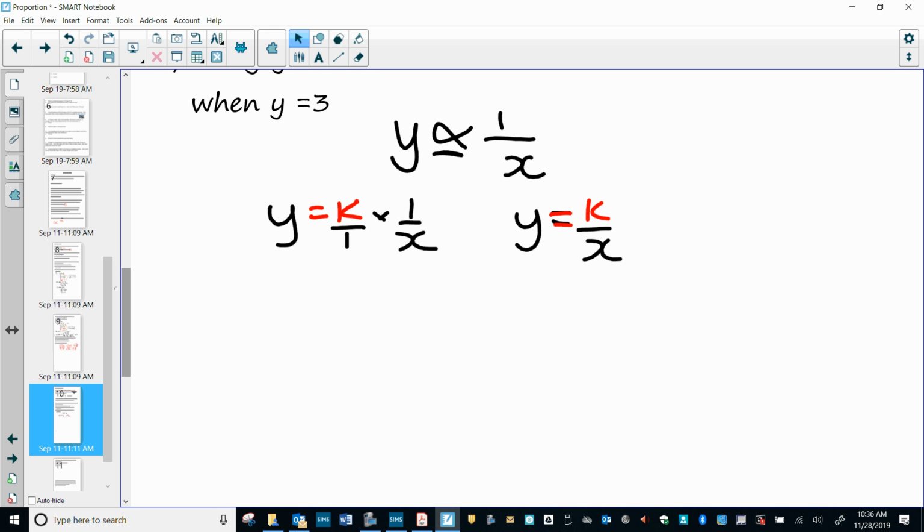We're then told 2 bits of information. We're told that x is 3, y is 4. So when x is 3, y is 4. So 4 is equal to k over 3. How do we find k? People often make mistakes here. Multiply both sides by 3. So k is 12.